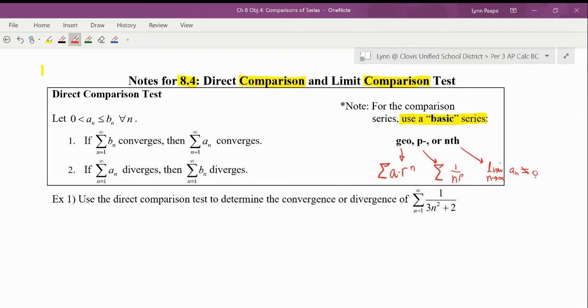Does it diverge, or like guaranteed divergence? Okay, so most of what we're going to be using though is right here, geometric and p-series, and so these are the ones that we need to be familiar with.